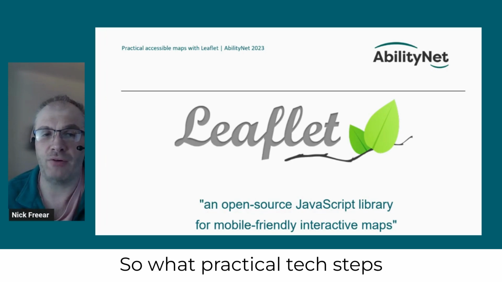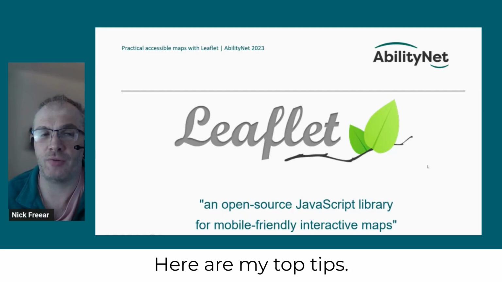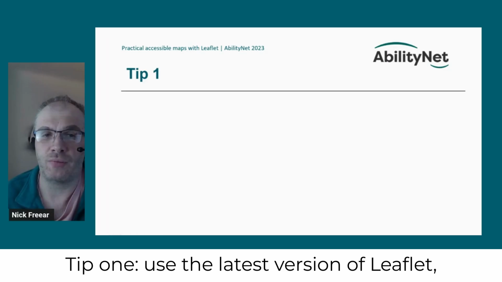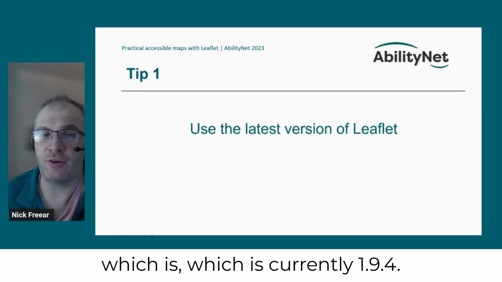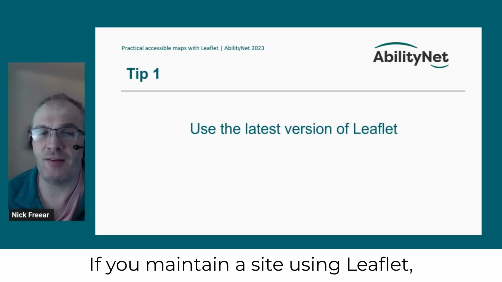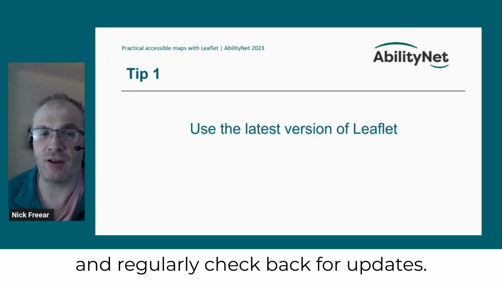So, what practical steps can you take when you use Leaflet in a website? Here are my top tips. Tip 1. Use the latest version of Leaflet, which is currently 1.9.4. This is more accessible. If you maintain a site using Leaflet, upgrade to the latest version and regularly check back for updates.